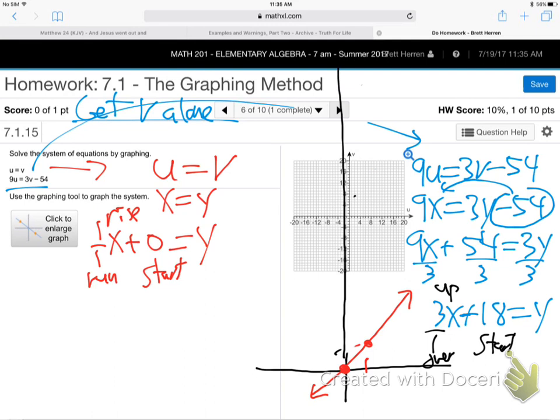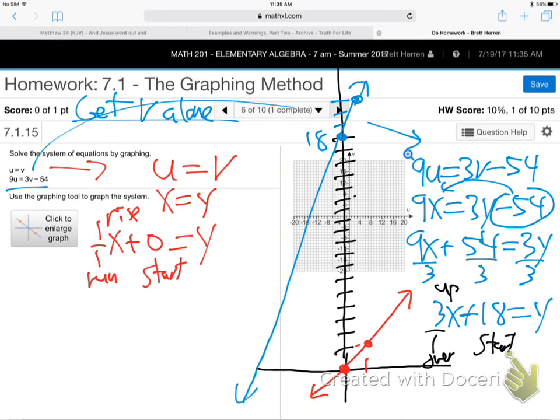Let's try again. Okay. 1, 2, 3, 4, 5, 6, 7, 8, 9, 10, 11, 12, 13, 14, 15, 16, 17, 18. All right. 18. Right there. 18, and then go up 3, 1, 2, 3 over 1. There's your second dot. Okay, there's the blue line. Everybody see that? That was a painful one.